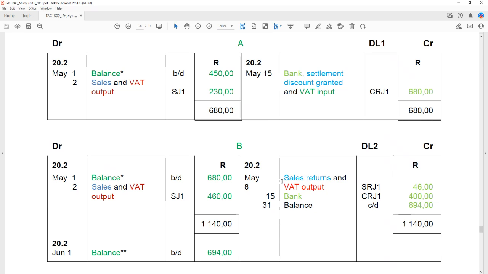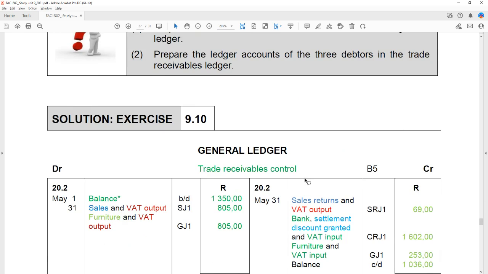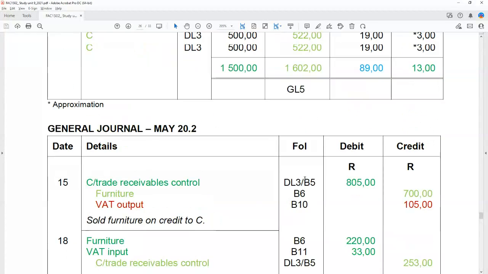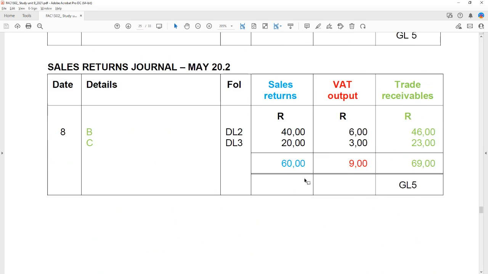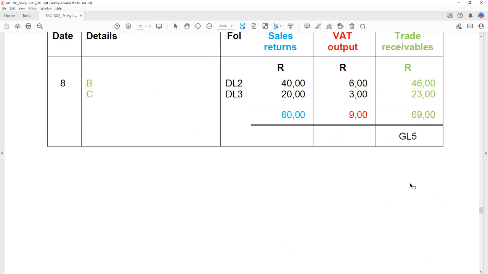Then we must go and check and see if there are any returns and any payments made by the debtor. So our returns will come from our sales returns journal. We see on the 8th, there is a return and it's 46 Rand. So the debtor returned some of the inventory merchandise that he purchased from us. He returned, or she returned, and that is 46 Rand.